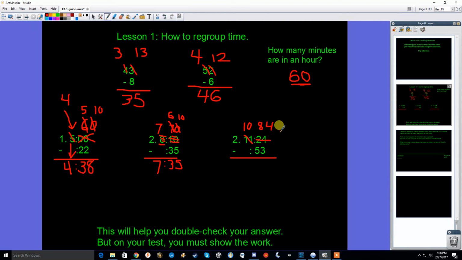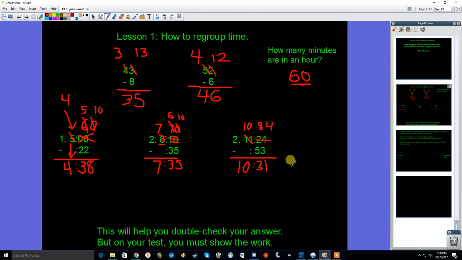Alright, so now let's take a look here. Oh, this is easy. What's 4 minus 3? That works. What's 8 minus 5? The 3. That works too. And the 10 comes straight on down. So this is how you regroup time.